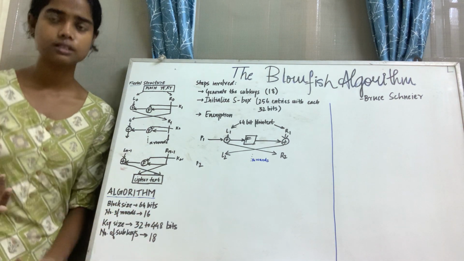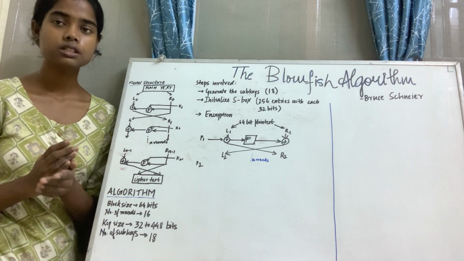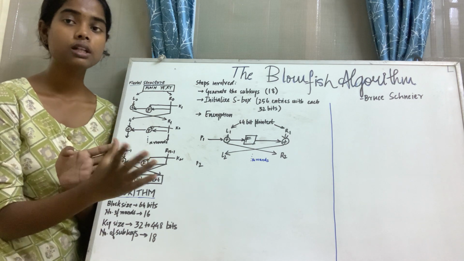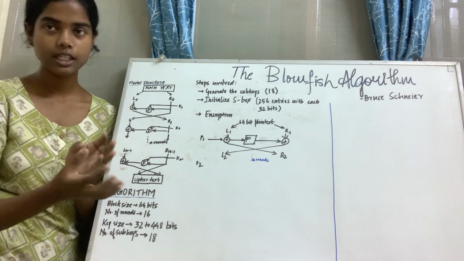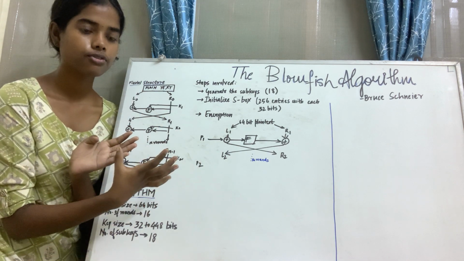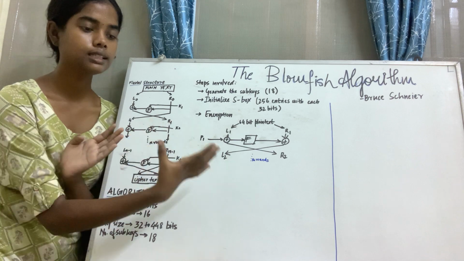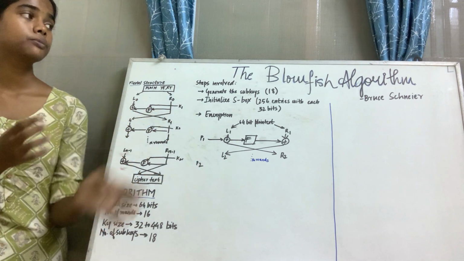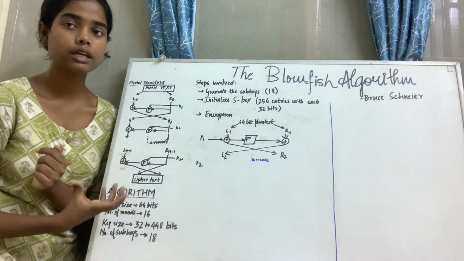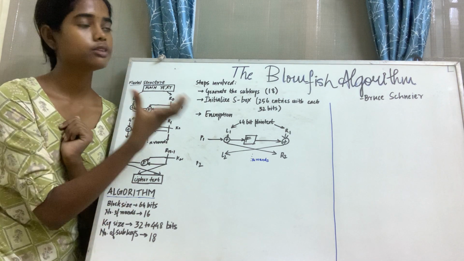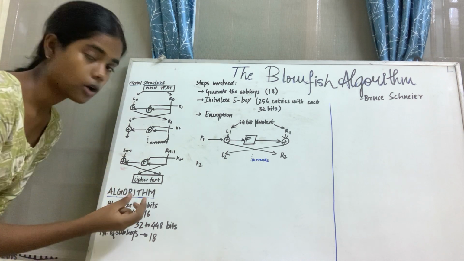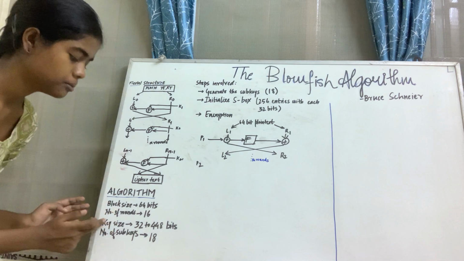So what exactly is block size? I have not mentioned this before, but there is this term called block cipher, meaning that we will be splitting the given message into blocks of constant size. And for Blowfish algorithm, this size happens to be 64 bits. So that is what block size is. So Blowfish algorithm is a type of block cipher algorithm, and the block size is 64 bits, and then the number of rounds is 16.